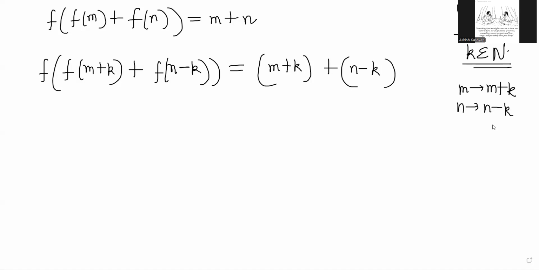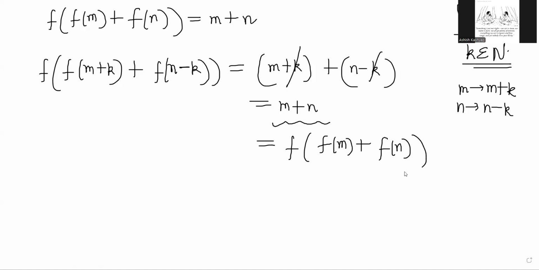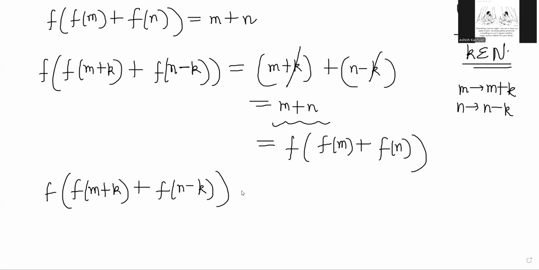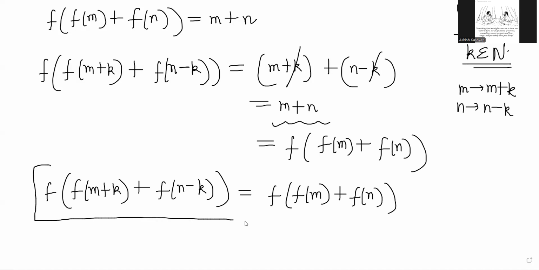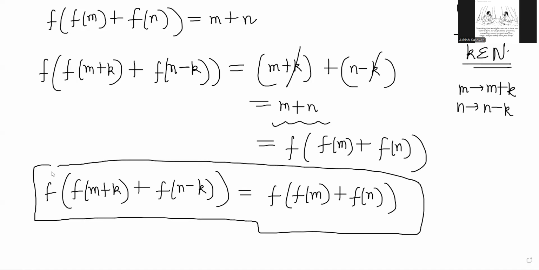So notice that on the right hand side here, the k part gets cancelled and you're getting m plus n here. So that can be replaced with f of m plus f of n, right? So what we are ending up with is a nice condition: f of m plus k plus f of n minus k is the same as f of m plus f of n, right? So this condition we will be using in our solution. Okay, so this condition is true.